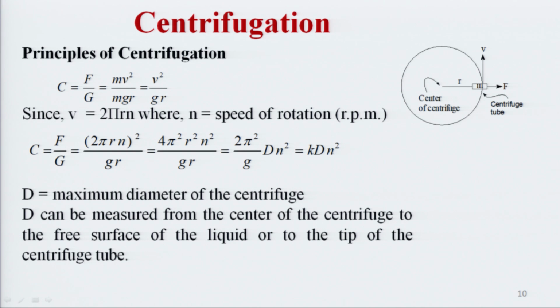Now, D can be measured from the center of the centrifuge to the free surface of the liquid or to the tip of the centrifuge tube. That means we can say this is the diameter at which the object is moving or rotating. In this way we can determine the centrifugal effect.